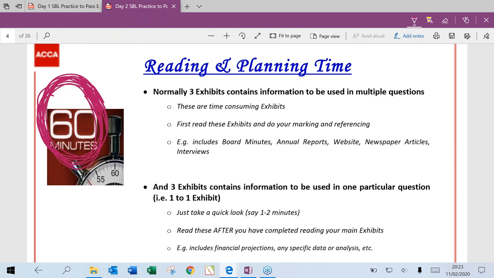All this will take time. Maybe 15 minutes might be taken when you read the introduction carefully, when you read all the requirements, when you make the list. On average, it might take you 15 minutes. So you are left with 45 minutes to read the 6 exhibits, and that could be pretty challenging. All right. So what do we do? First of all, look at this.